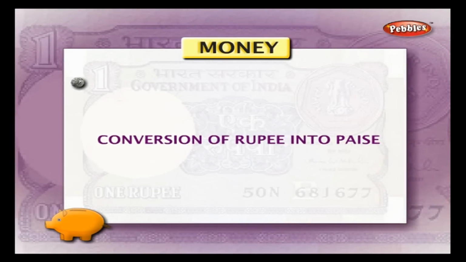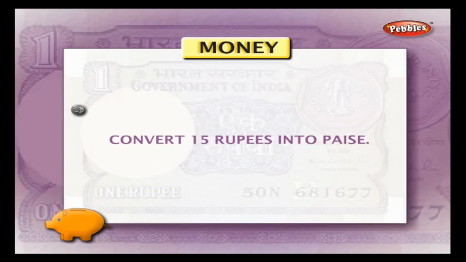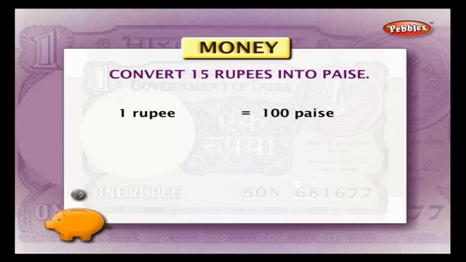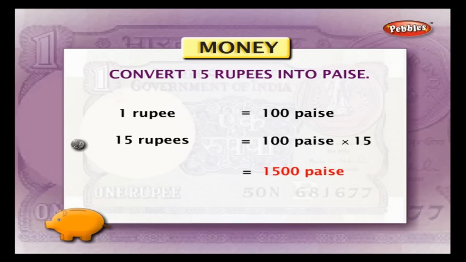Conversion of rupee into paise. Example 1. Convert 15 rupees into paise. 1 rupee is equal to 100 paise. 15 rupees is equal to 100 paise into 15, which is equal to 1500 paise.